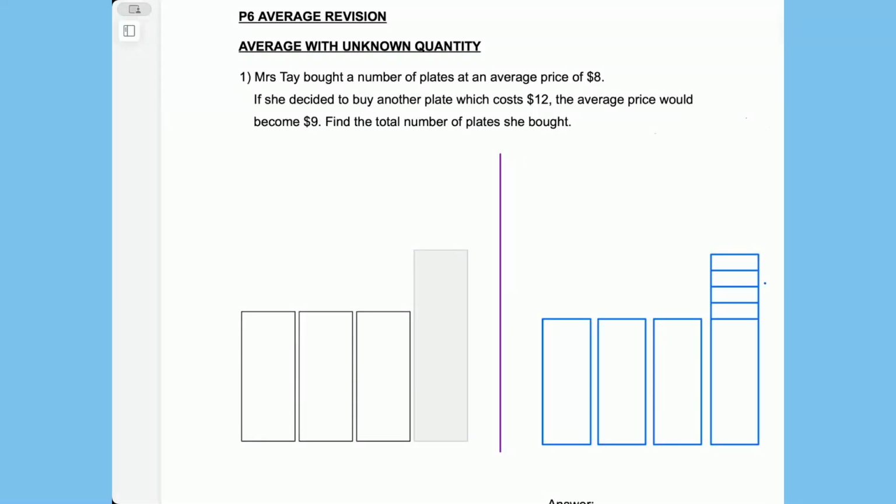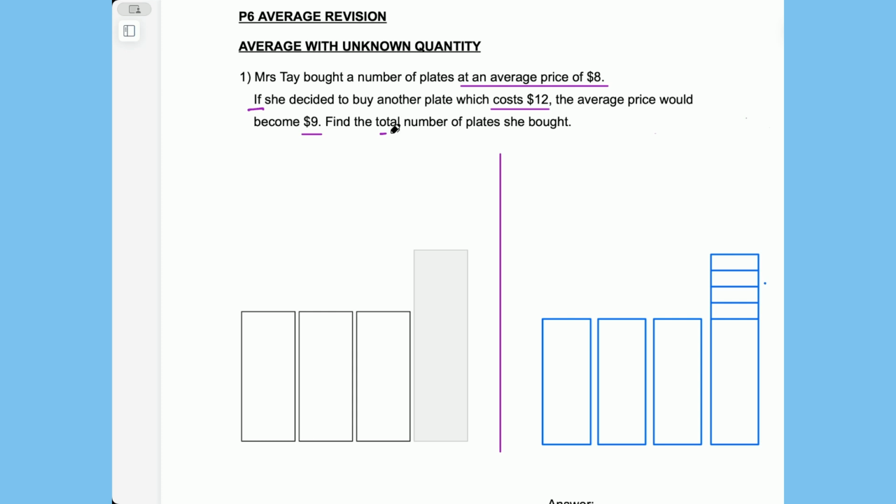Mrs. Tay bought a number of plates at an average price of $8. If she decided to buy another plate which cost $12, the average price would become $9. Find the total number of plates she bought. For the sake of discussion, I'm going to tell you the answer to this question first, okay?